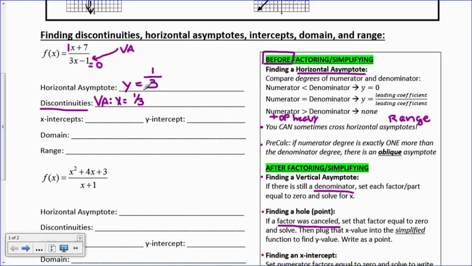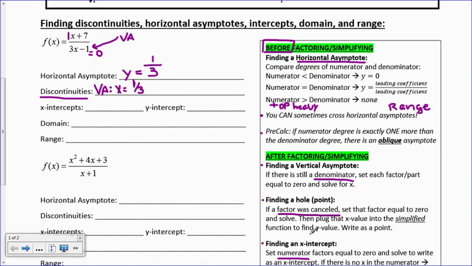It's not true that these will always be the same. It just worked out to be that way in this situation. So don't think that the vertical and horizontal have to be the same. It just worked out that way for this example. So that's how you find the vertical asymptote. Look at the denominator, set equal to 0, and solve. There you go, vertical asymptote, done.